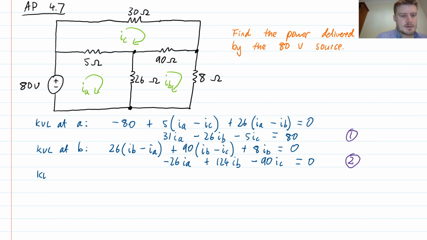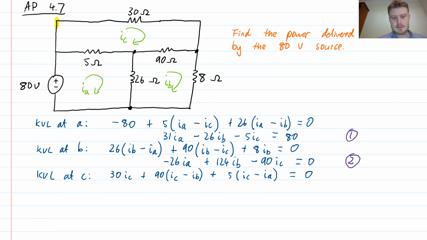Then I need to do Kirchhoff's voltage law at mesh C. For this one, I'll choose a starting point, let's say that top left corner there. Proceeding around in a clockwise direction, I will have 30 times IC plus 90 times IC minus IB, then the 5 ohm resistor, IC minus IA, and then I'm back to where I started, so that is all equal to 0.